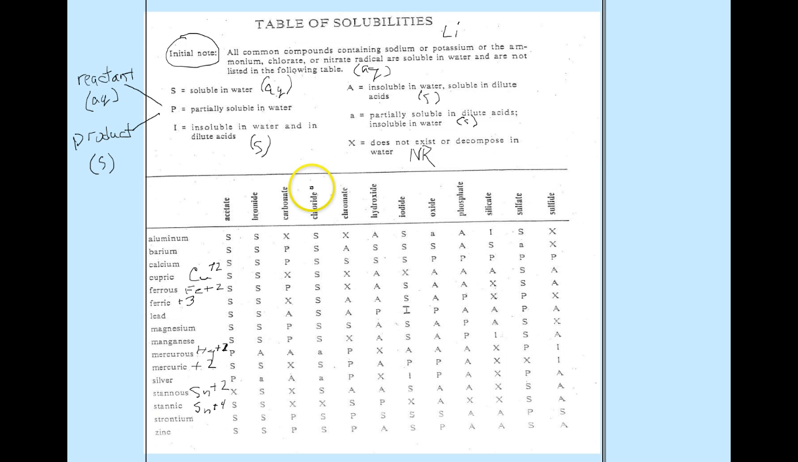Let's say that we have lead II nitrate, which is aqueous, and we're going to react that with potassium iodide, which is also aqueous. Now, you might question, why is it aqueous? If we go back to our table of solubilities, we'll see that in the initial note, anything with nitrate, so the lead II nitrate, is aqueous. Potassium iodide, potassium is in the initial note, so it is also aqueous.